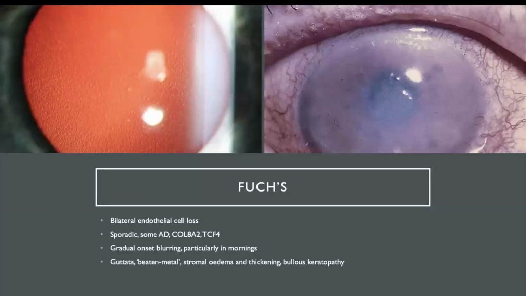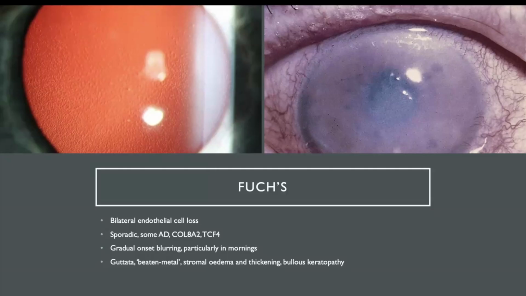So we'll talk about Fuchs now. Fuchs is something most of you will have actually come across and are well acquainted with. It's bilateral endothelial cell loss, and usually it's sporadic in nature, but there is an autosomal dominant element to some of the cases, and you get this gradual onset blurring over years. And what tends to happen is that it's particularly in the mornings, because essentially you're getting this corneal edema while they're asleep, while the eyes are closed, and then when they open their eyes throughout the day, they get this evaporative dryness, and then the cornea starts to clear. So they get this clouding that's typical in the mornings.